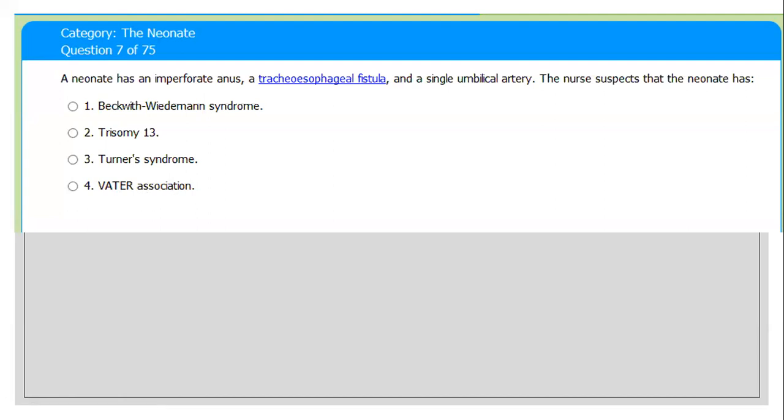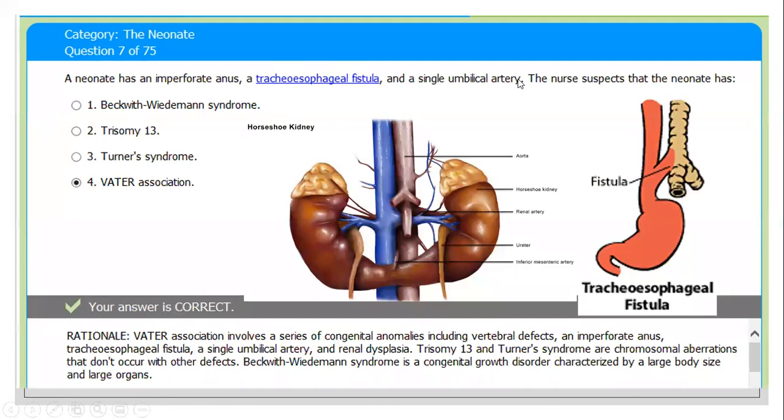So your client or baby has imperforate anus, tracheoesophageal fistula, and also a single umbilical artery. So when these three symptoms occur together, we call it VACTERL association, right?